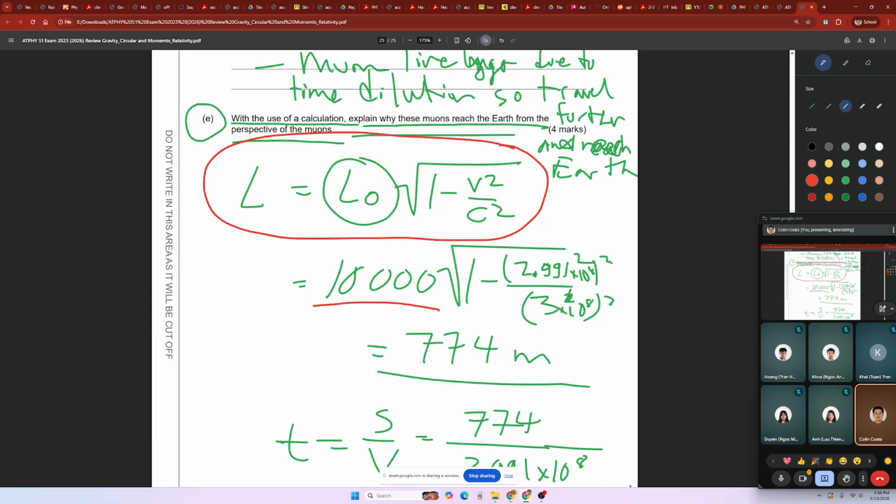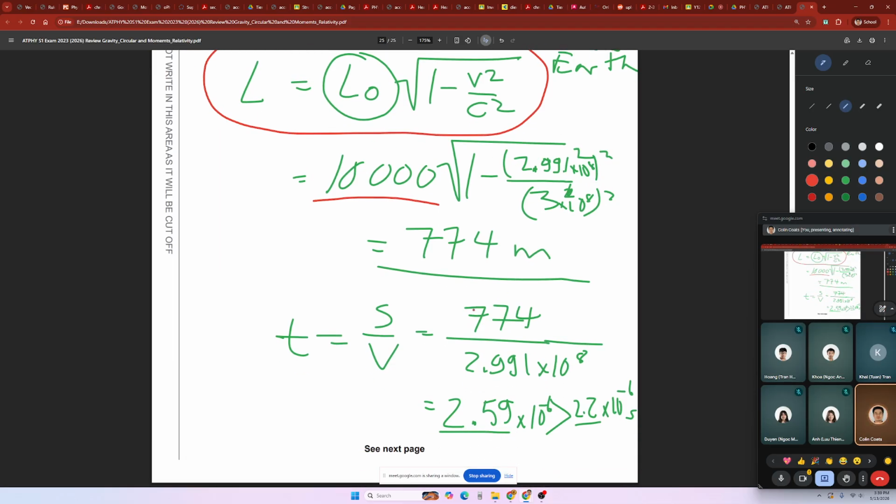And so the 10,000 is the proper length according to the stationary frame of reference, which in this case is an observer on Earth. And that space between the muon and Earth is the moving frame of reference. Okay? So this is L0, the proper length, and that is the space between Earth and where the muon's created. So we take that, we apply the length contraction, we get this distance.